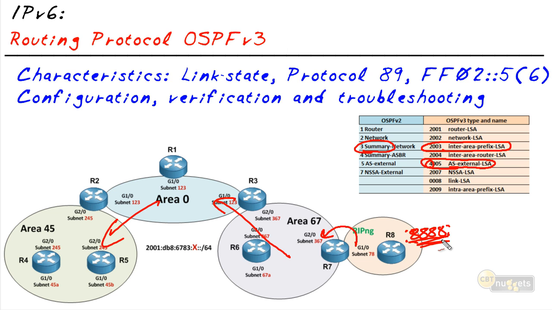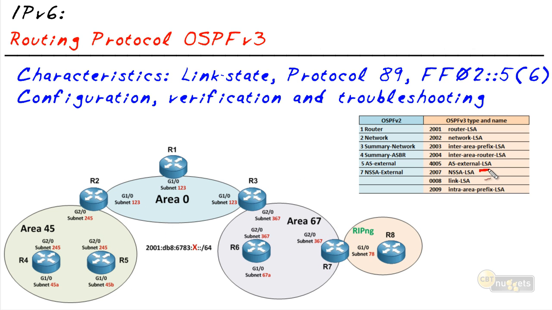The only problem is the advertising router who sourced it is R7, and Area 0 and Area 45 don't know anything about R7. So to help them out, we also do the 2004, which is the inter-area router LSA. It's effectively the area border router again, advertising another summary, but this time the summary is representing the router in its local area that sourced that route into OSPF, redistributing it, for example, from RIP Next Generation or from some other non-OSPF source.